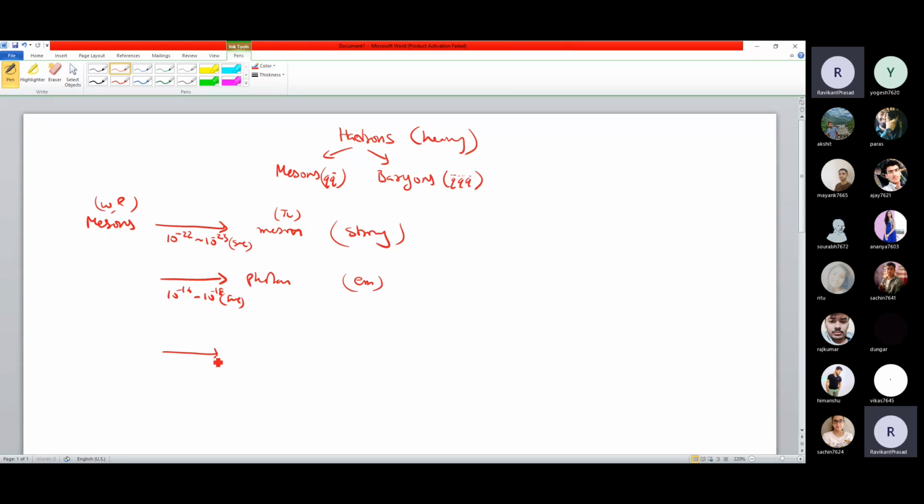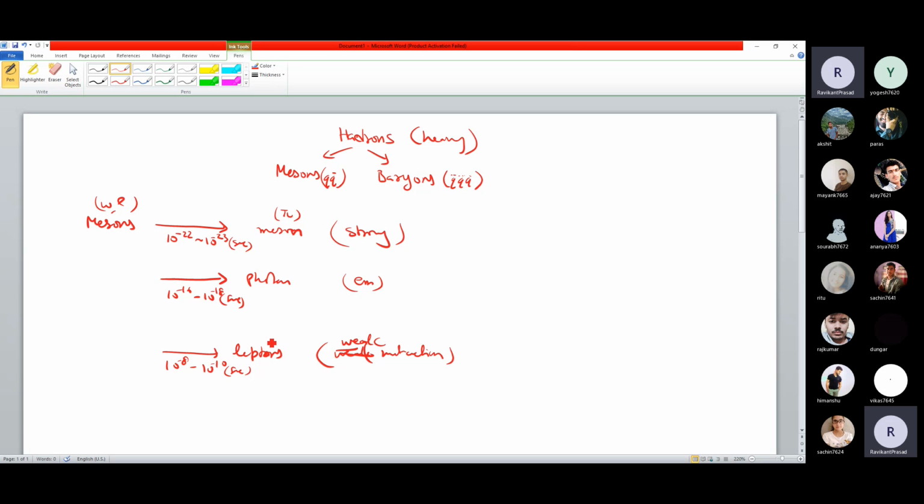And it can also decay into leptons. This is leptons, and this is a weak interaction. So this will take around 10 to the power of minus 8 to minus 10 seconds. Okay, so they decay into all the three kinds of different particles.